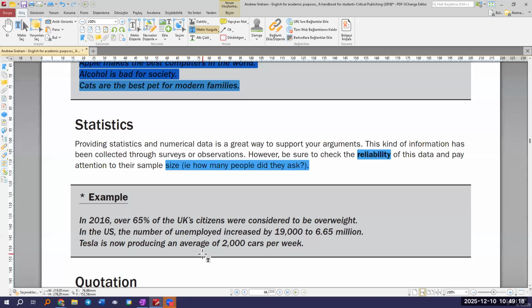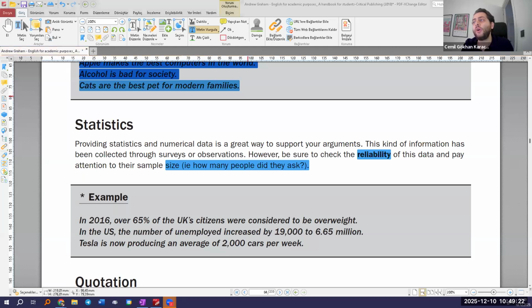So first here we should think about how many people they have asked. Did they ask only 10 people or did they ask 100, 2,000? And how many of those people were actually overweight? Did they have a biased idea or prejudice? So lots of questions to be asked. So we should be mindful about statistics.